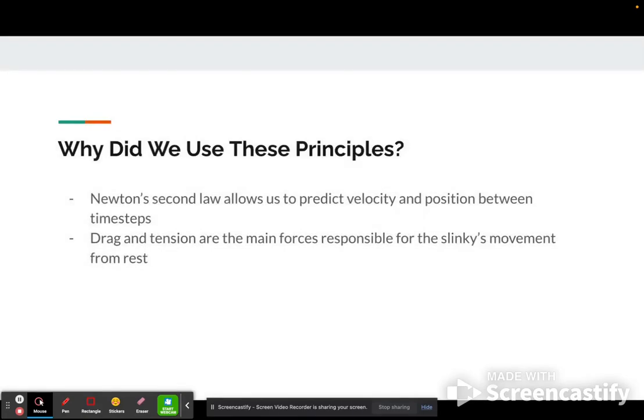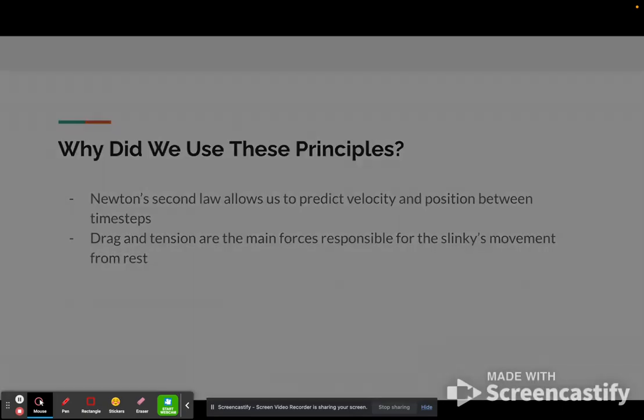And so why do we use these principles? Newton's second law allows us to predict velocity and position between time steps, so that's why we use that. Drag and tension are the main forces responsible for the slinky's movement from rest. And so these forces, along with Newton's second law, allow us to predict what the movement of the slinky is going to be like, and that's why we use these principles.